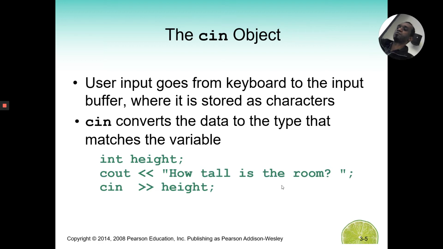With the cin object, user input goes from the keyboard to the input buffer where it's stored as characters, and then cin converts the data to the type that matches the variable. You have int height, so cout "How tall is the room?" and then cin >> height. Of course, you have to declare height before you can read it from the user.